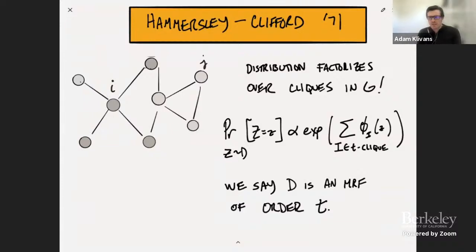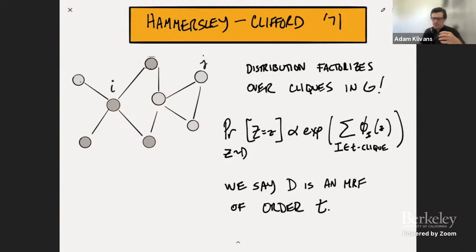So there's a very classical and nice result from the 70s by Hammersley and Clifford. It's a way to relate the dependency graph to the PDF of the distribution. It's a very nice structural property. What it says is that if you have a distribution D and you look at its underlying dependency graph G, then the PDF factorizes as a product of cliques in this graph.